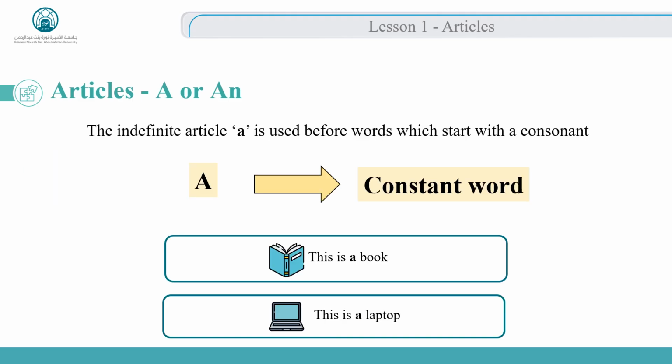Now you would ask me, when should we use a and when should we use an? Actually, we use the indefinite article a before the words which start with consonant sounds. Example, a book, a laptop. B and L are both consonant sounds. That's why we use the a before the words which start with these consonant letters or sounds.